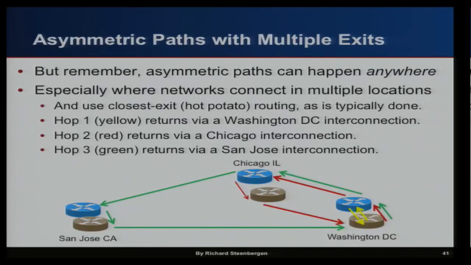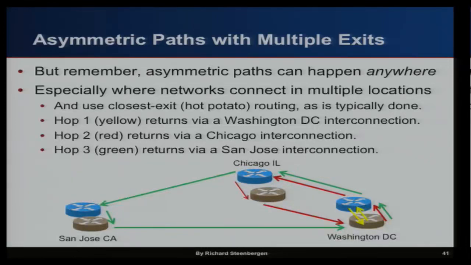So here's a very simplified example of a major network with 3 locations, San Jose, Chicago, and Washington, D.C. They interconnect with each other in all 3 points. And remember that in almost all examples, peering is done via hot potato routing, closest exit routing. So you want to get the packet to the other network as quickly as possible because they know more about routing it than you do.